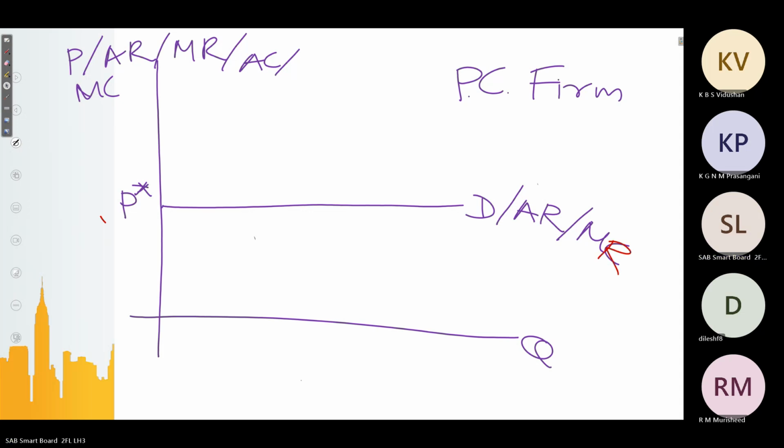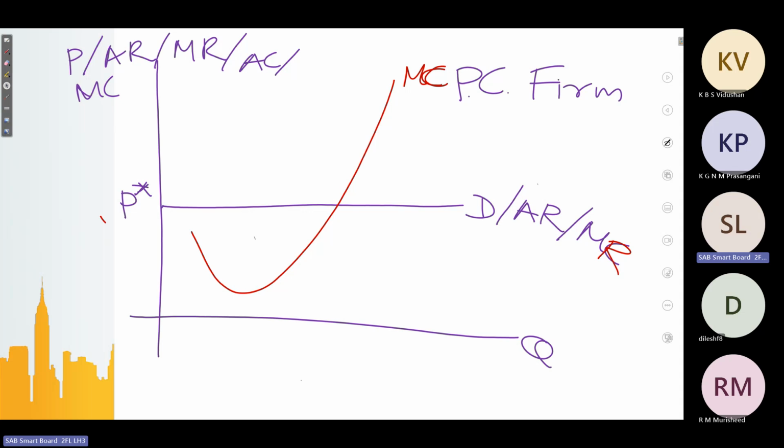And what about the marginal cost? Marginal cost curve takes a U shape like this. And what about the average cost? Average cost also takes a U shape like this.